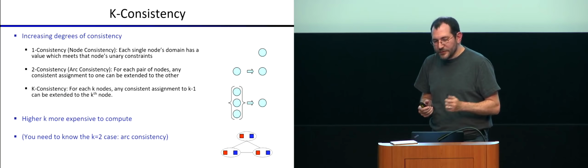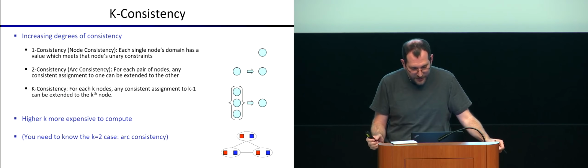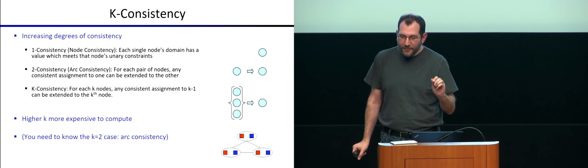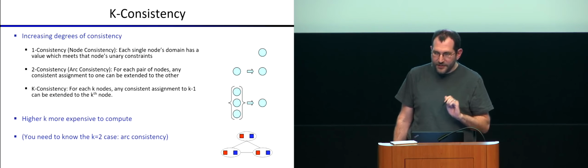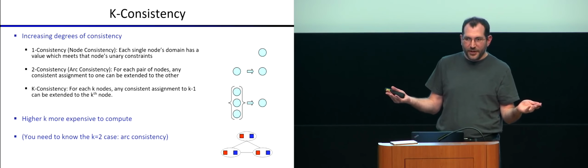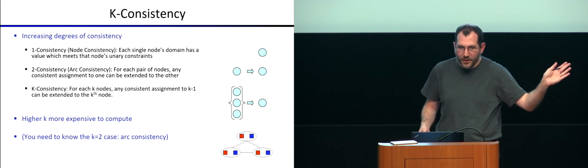Okay, so the smallest kind of consistency is so silly it's not worth talking about. It's one consistency. It's sometimes called node consistency. This says that every node's domain has at least one value that meets that node's constraints. This basically just means you enforce your unary constraints. And when you get a CSP, you can easily just enforce the unary constraints right off the bat once and be done with it.